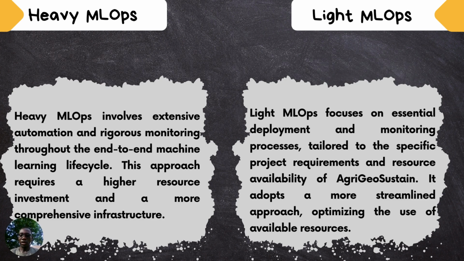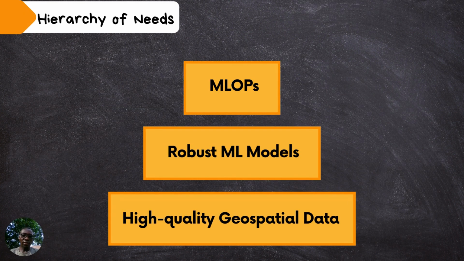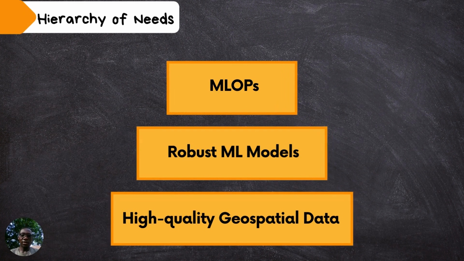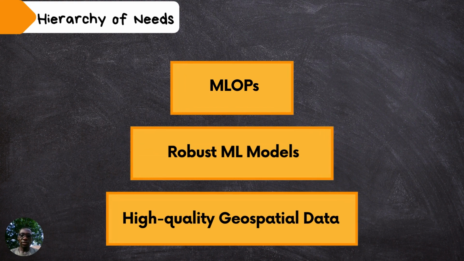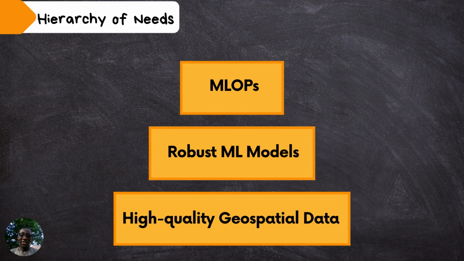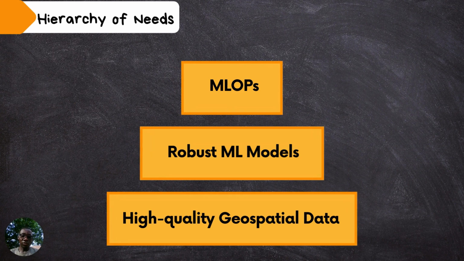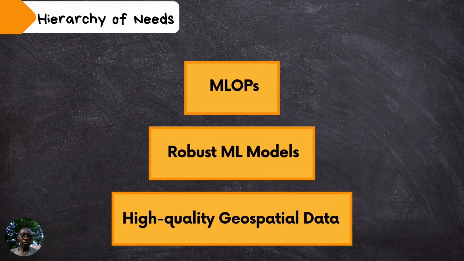So how do we integrate the needs and the maturity of the models? If we look at that, we can look at the hierarchy of needs. We can look at the MLOps, then robust ML models, then the high quality geospatial data. So you see this is arranged in a hierarchy model, in a hierarchy technique.